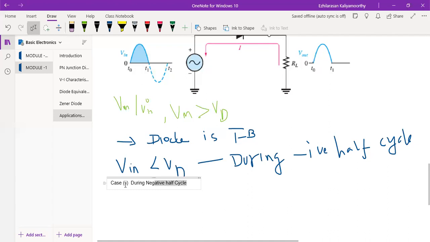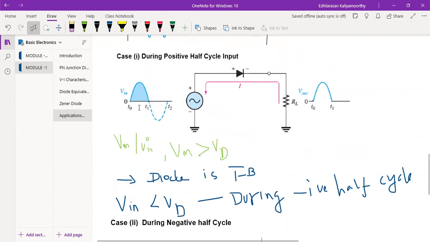So during the negative half cycle, what will happen? The input voltage will be less than VD, that is the diode voltage. The diode will be in the reverse bias condition, because the input voltage you are applying is negative, it goes less than that, so it will be reverse bias.